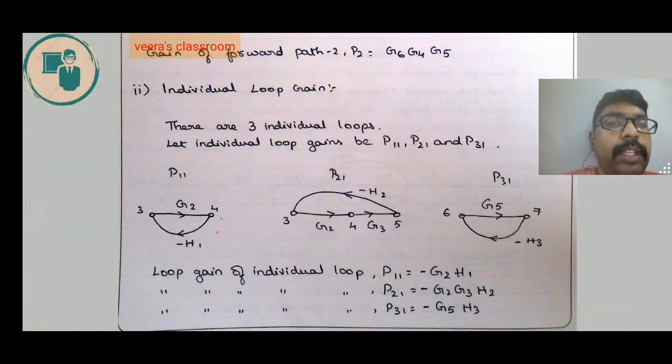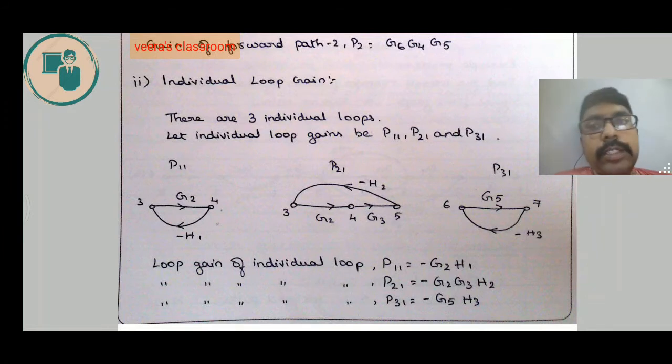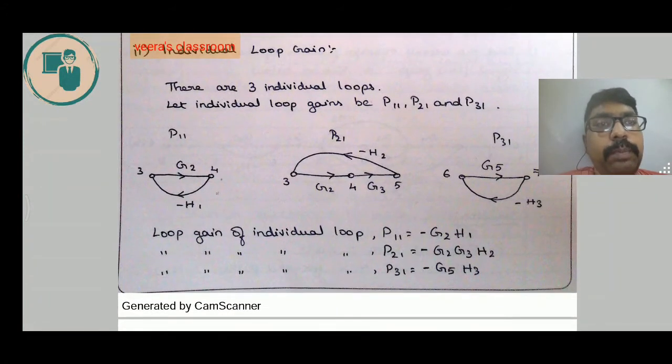Similarly, the second individual loop is compared with the third one. The second individual loop has the nodes 3, 4, 5 and the third individual loop has the nodes 6 and 7. There is no common node. So these 2 can also be called non-touching loops. While comparing these 3 individual loop gains, we find that there are 2 pairs of non-touching loops. That is P11 and P31 is the first pair, and P21 and P31 is the second pair.